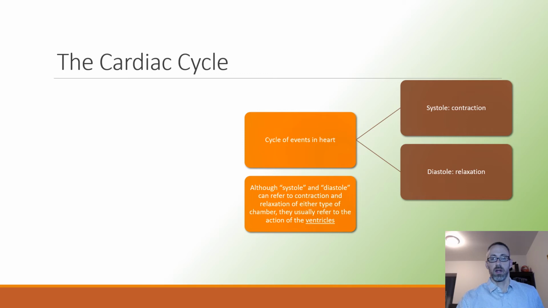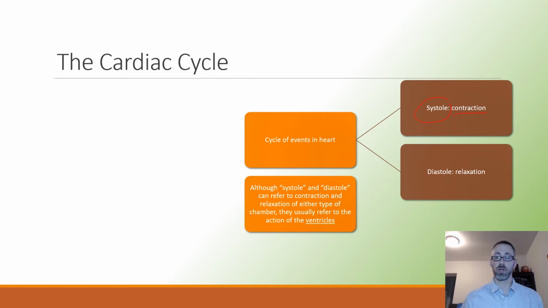So the cycle of events from relaxation to contraction actually has specific names. Anytime the heart is contracting, we refer to that as systole. When I say the heart contracts, what I mean is actually you have atrial systole, so the atria contract separately from the ventricles. When the atria contract, that's atrial systole. When the ventricles contract, that's ventricular systole.